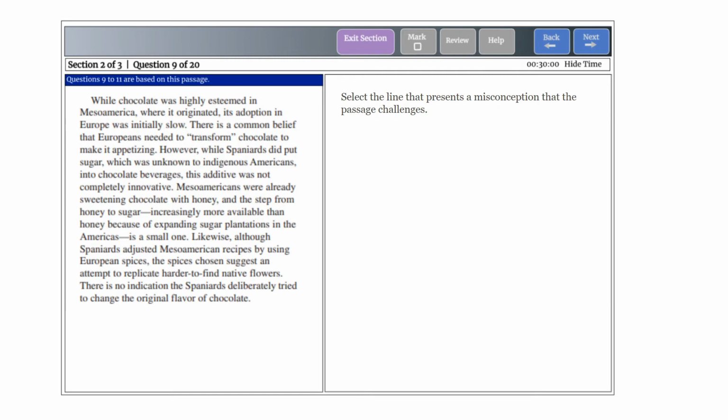So, this one's actually pretty straightforward. It's got to be that second line, or that second sentence. There is a common belief, right? A misconception is usually a common belief, that Europeans needed to transform chocolate to make it appetizing. And especially because the line after says, however. So we know that the author is then going to go on and challenge this common belief. So it fits the descriptors pretty nicely.